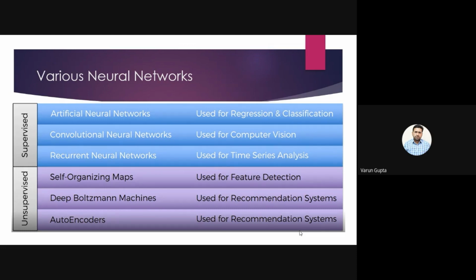And some other types you may have seen are unsupervised learning models, self-organizing maps, Boltzmann machines, and autoencoders. So our focus today is on recurrent neural networks.